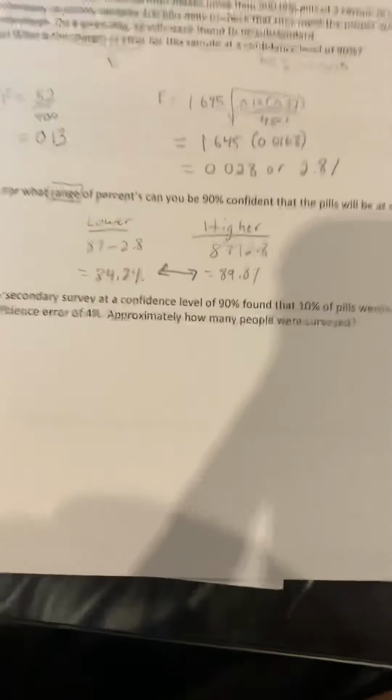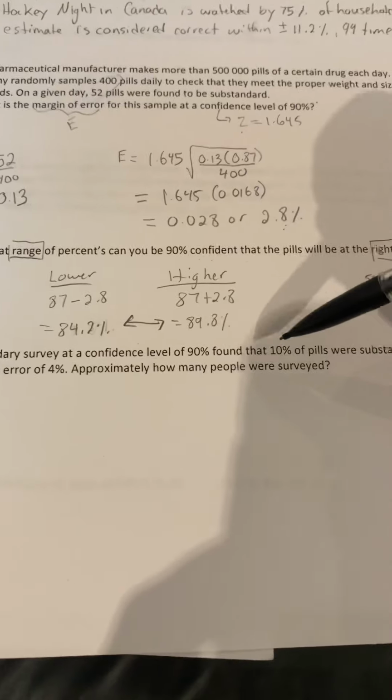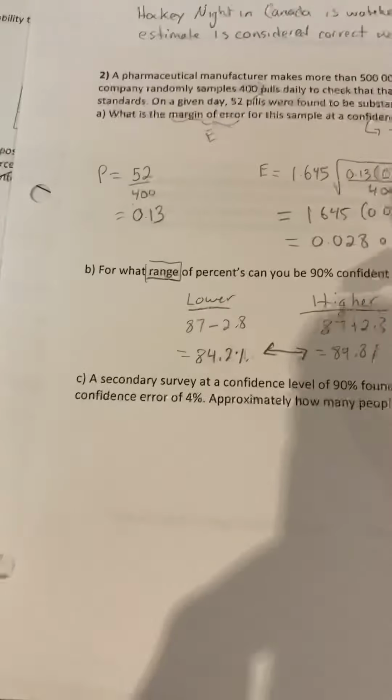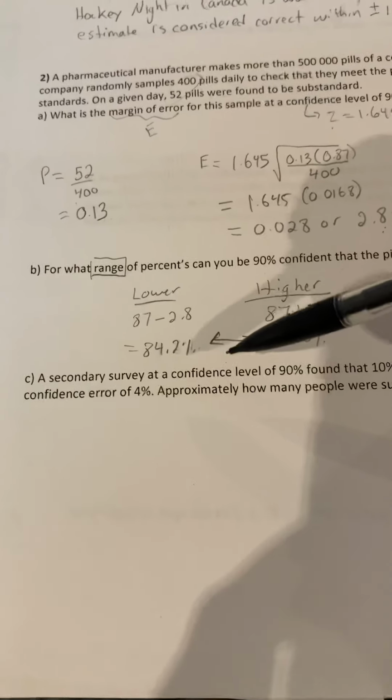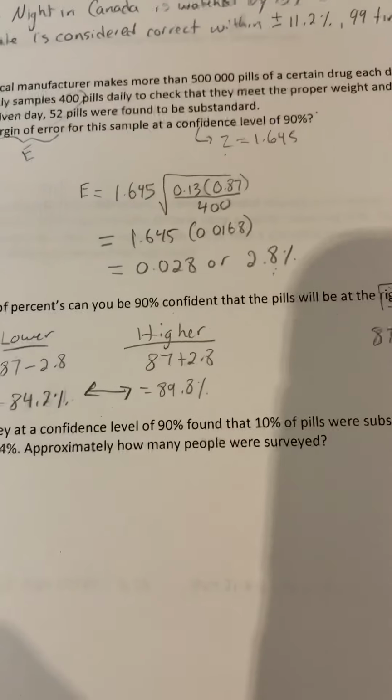Okay, part 2 of the video. So we're going to see a secondary survey at a confidence level of 90% found that 10% of the pills were substandard with a confidence error of 4%. Approximately how many people were surveyed?